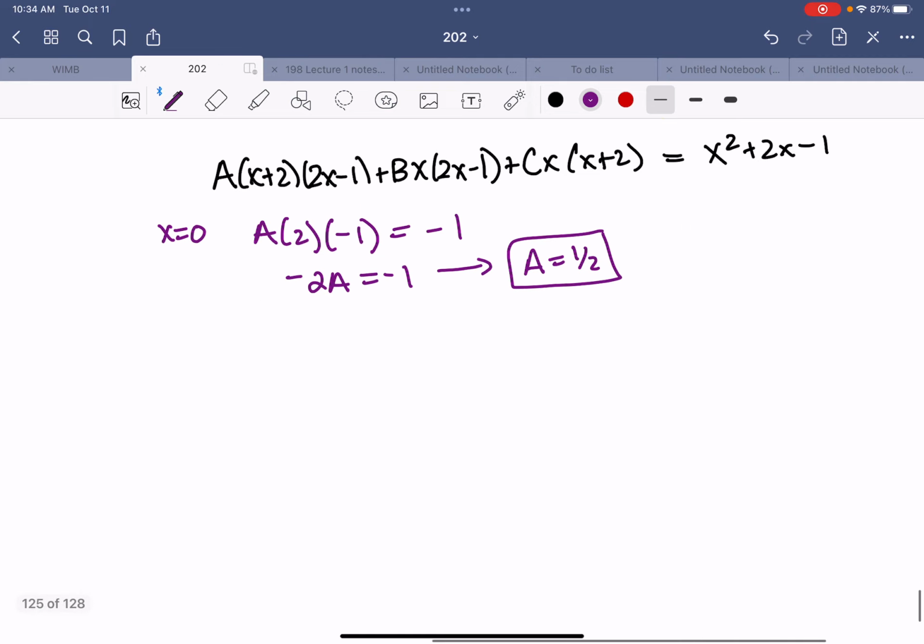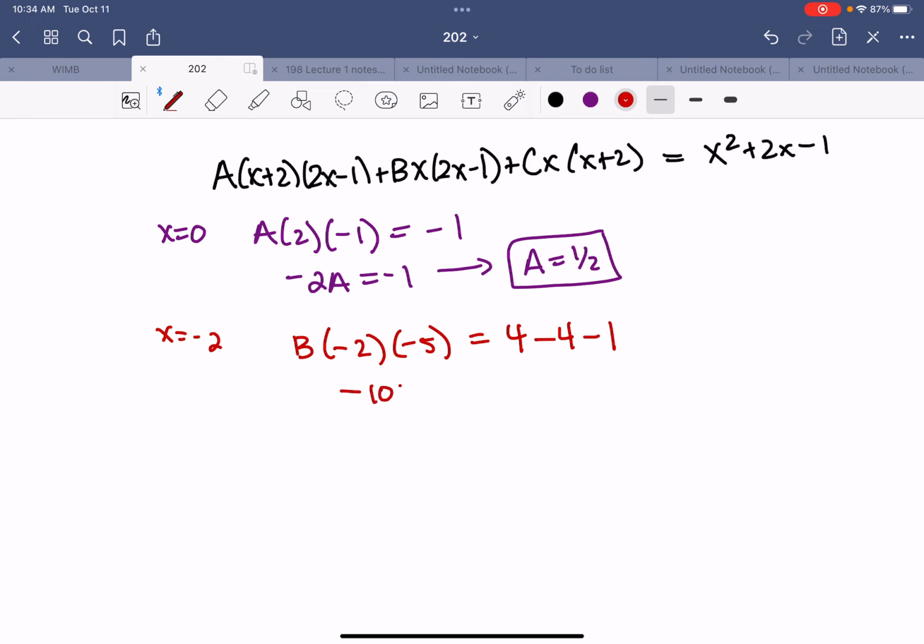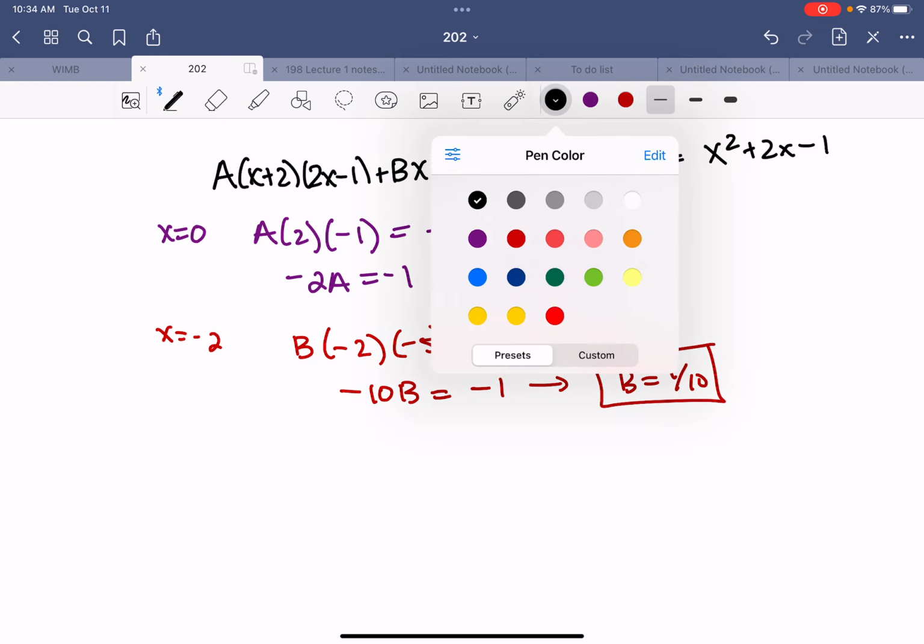Next, I'm going to choose negative 2. When you choose x equals negative 2, the a term and the c term drop out, and I just get b times negative 2 times, I believe that's negative 5. When you plug it in on the right, that's 4 minus 1. So I get negative 10b is equal to negative 1. And when you divide by negative 10, that gives you b equals 1/10. Hey, that's one we had before, right?